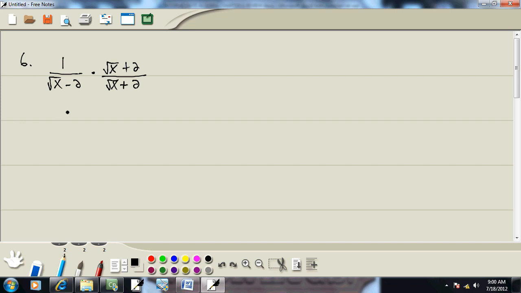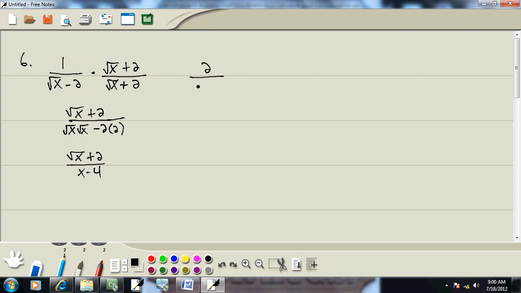Now, 1 times that just gives us the square root of x plus 2. And down below, if they're conjugates, it works out really nice. All you have to do is multiply your first and your last parts together. Well, square root of x times square root of x. Oops, that should be an x. Let me erase it. There we go. And negative 2 times 2. So we got square root of x plus 2 over x minus 4. Again, square root of x times square root of x just gives you x.